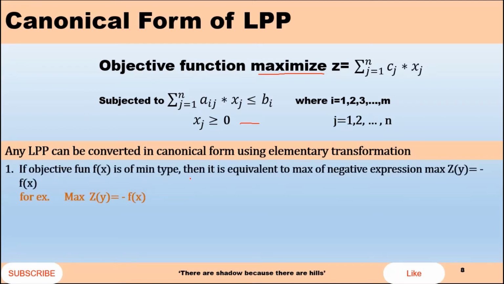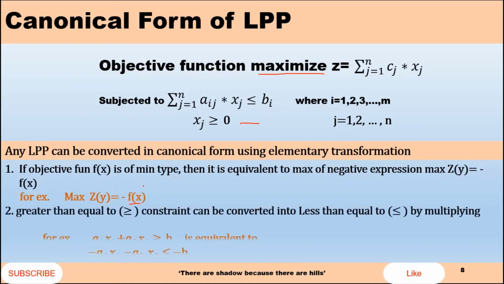So if the objective function is of minimization type, it is equivalent to the maximum of the negative expression: max z of y equal to minus f of x. So if this is your objective function of minimization type, right? Minimization type is nothing but the negative of maximization type, isn't it? So maximize z of y equal to minus f of x. This way you can convert your objective function into maximization type.